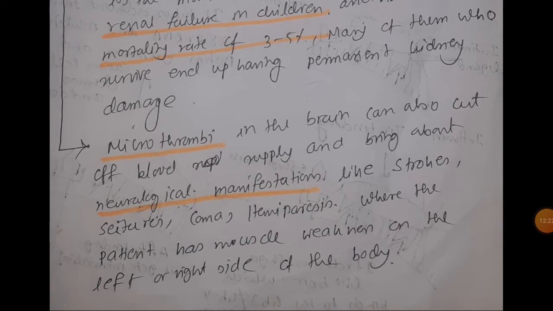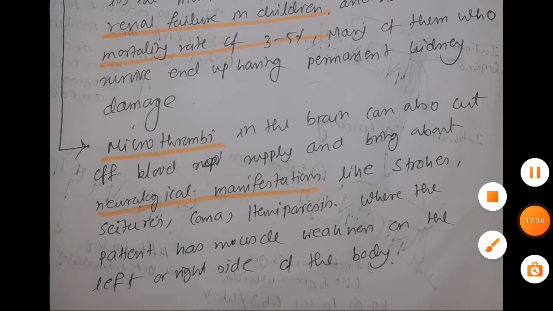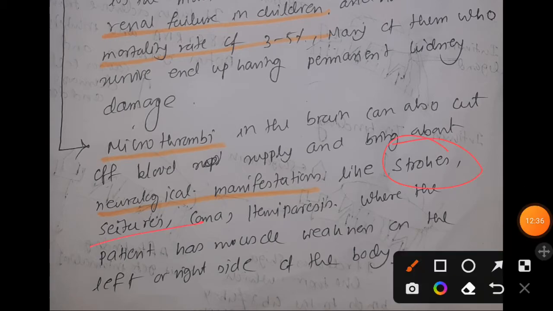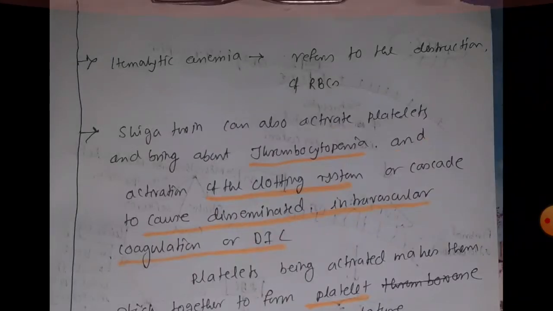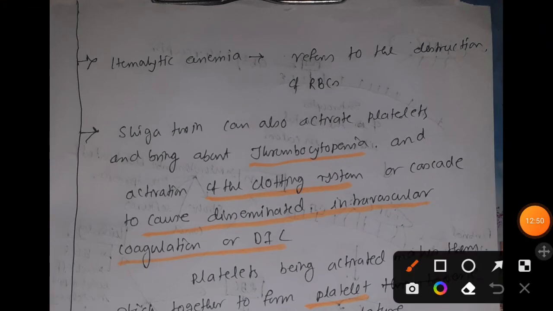Okay, and in the brain they cause microthrombi. This microthrombi ultimately clots off the blood supply in the brain, which causes various neurological manifestations like stroke, seizures, coma, hemiparesis. So hemiparesis is the weakness of the muscles of patients on either the left or right side of the body. So that is what they are doing if they get entry into the circulation.